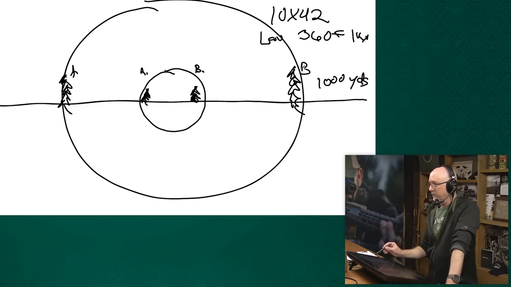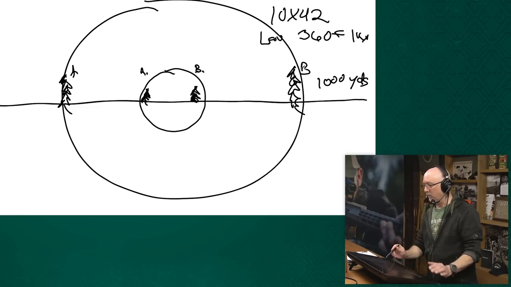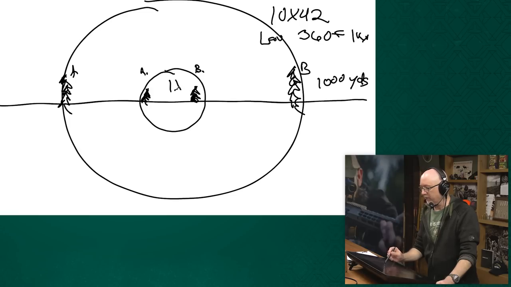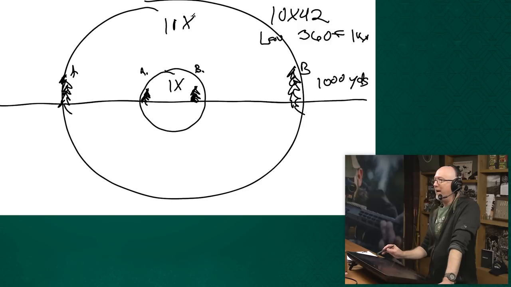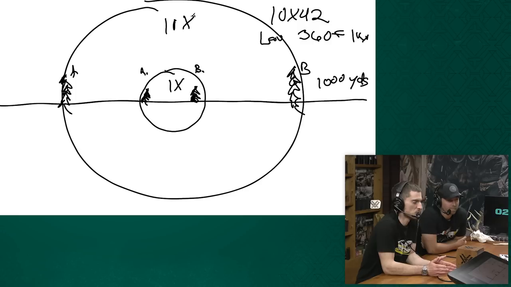You follow what I'm doing here? You've just magnified from 1x. This is your 1x, your naked eye. This is now your 10x. Right, because it's the same distance between the trees. It's just that you're now seeing more linear distance magnified. You're seeing more detail of the distance between those trees and in bigger. Yep. Now, 10 times bigger.